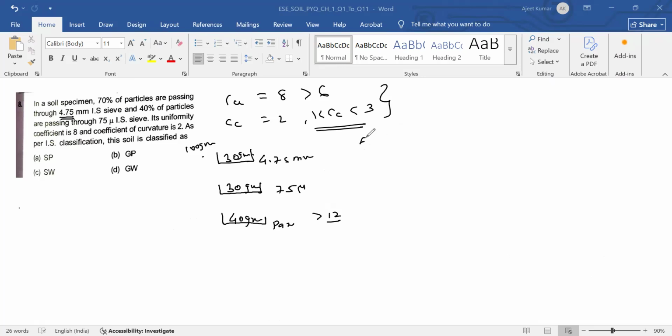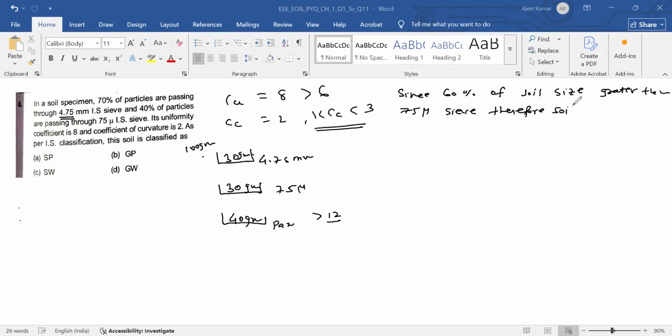Since 60% of soil size is greater than 75 micron, since 60% of the soil size is greater than the 75 micron sieve, therefore, the soil is essentially coarse grained.